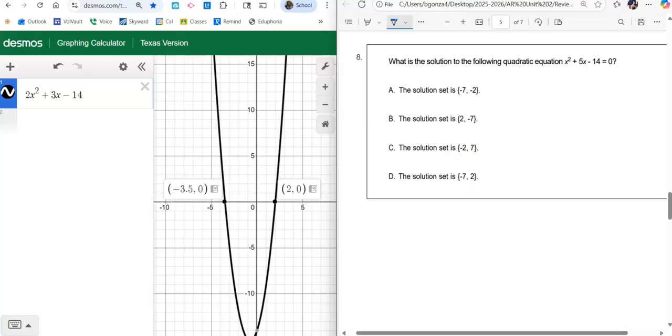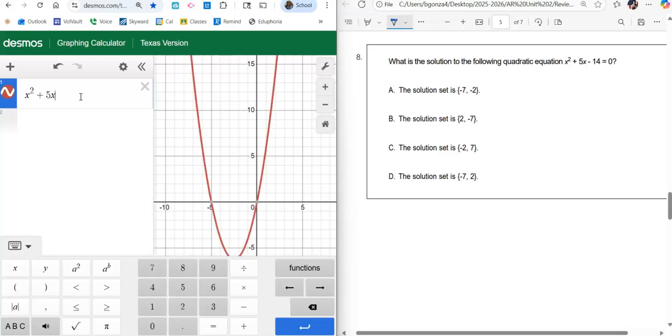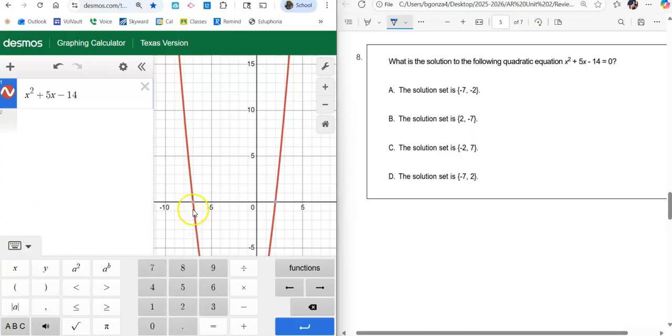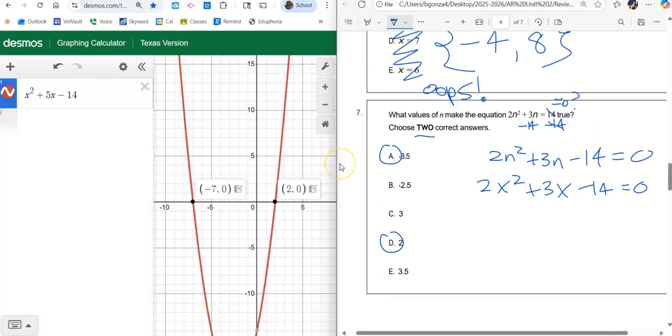What's the solution to this equation? Okay, so once again, come over here, x squared plus 5x minus 14. Click your x-intercept, -7, +2. Please don't mess up the signs. Okay, it has to be this. So remember, solution is an x-intercept. What makes it true? True is a solution. And what is a solution? X-intercept.